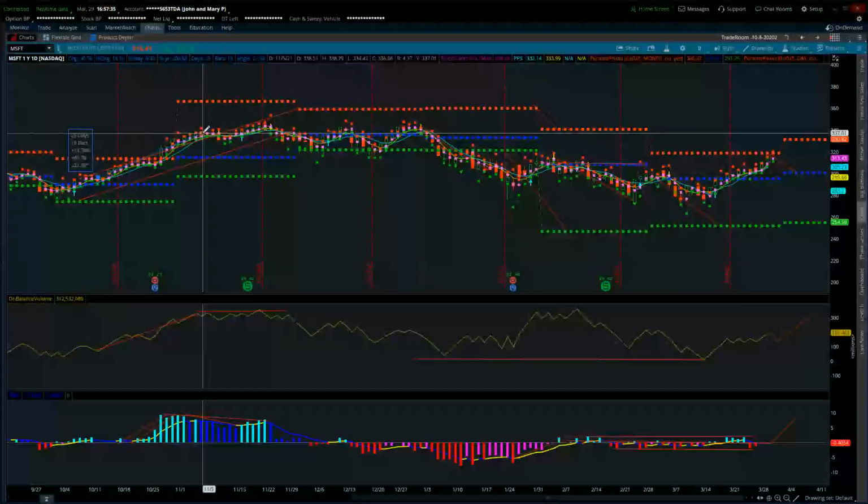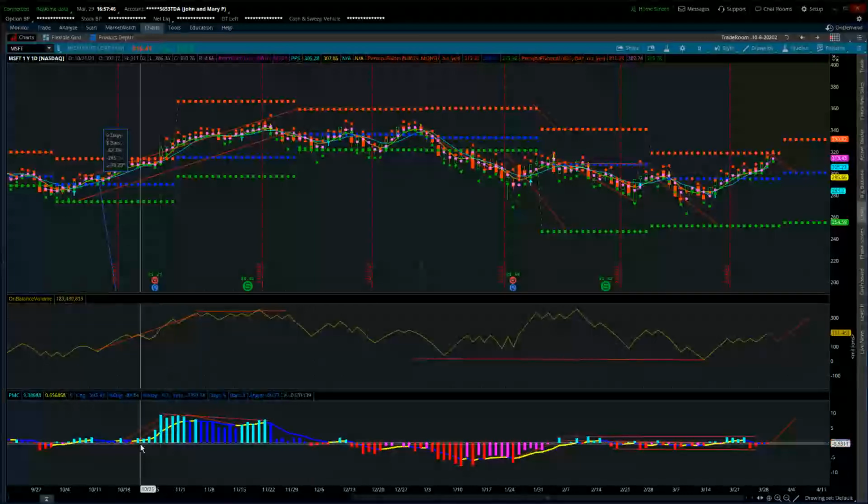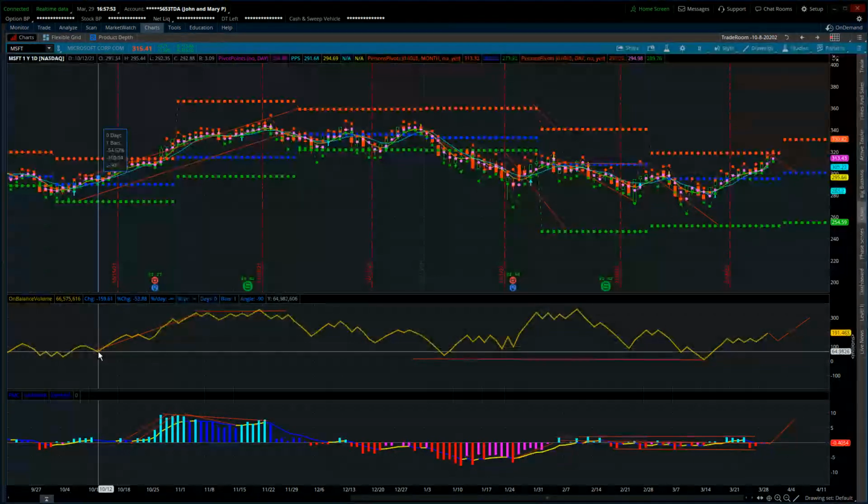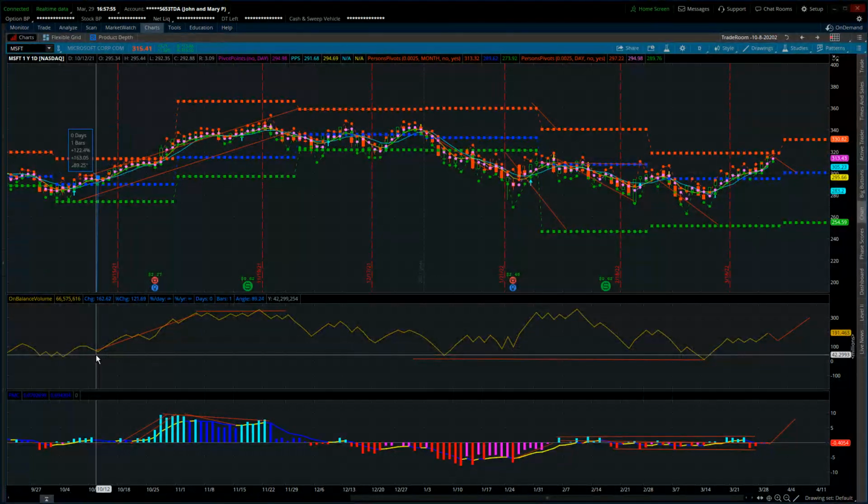It's the inverse of overhead supply. So I hope everyone, this might be something you want to review in the video because, again, the relative strength PMC tool puts it in both color, histogram format, and using a tool like on balance volume also helps to illustrate the cumulative volume participation in the stock.